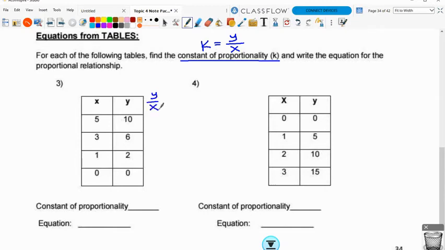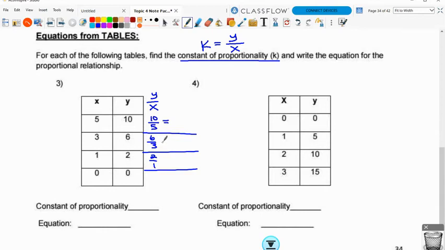So in our first set, when y is 10, x is 5. So it's going to be 10 over 5. Then with the second one, when y is 6, x is 3, 6 over 3. And then with the next one, y is 2, x is 1. And if you look at the last set, it's 0 and 0. So there's technically no data here, so we're not going to create a ratio for that. We're going to ignore that last step. We're just going to look at these 3 here.